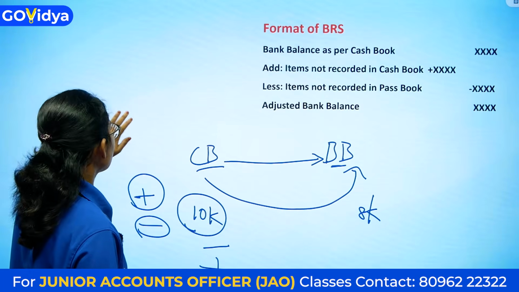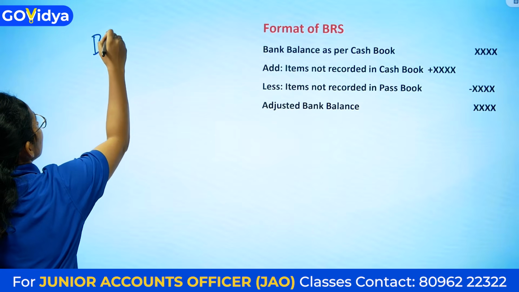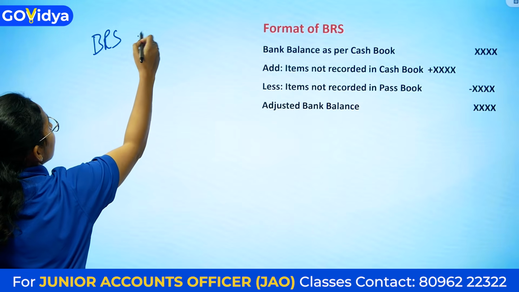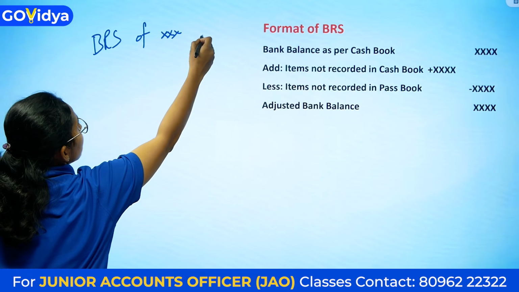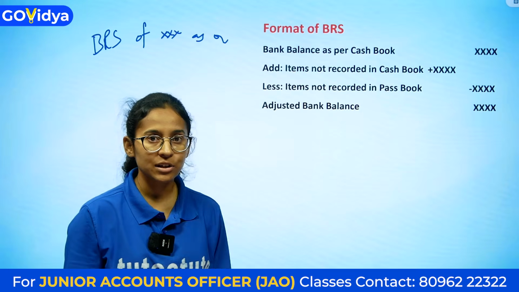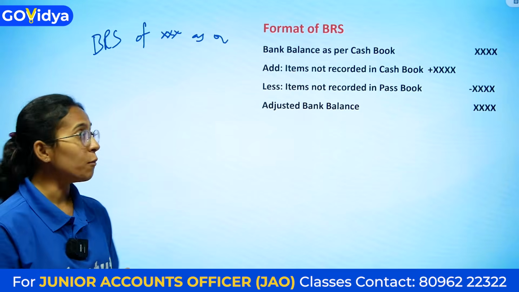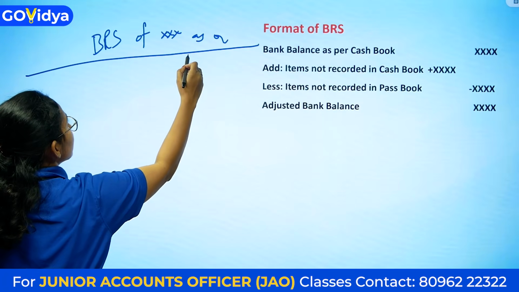Now let us consider the format. So this is the format of BRS. We have to always write the heading BRS of the entity, some XXX, as on a particular date, the date on which we are going to perform the bank reconciliation statement. All those we have to mention. Okay, now the format.